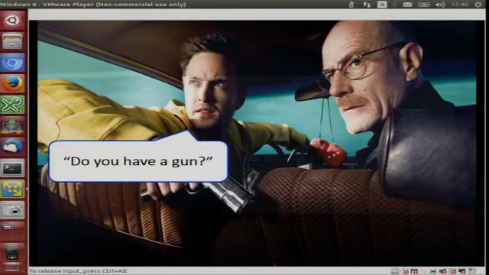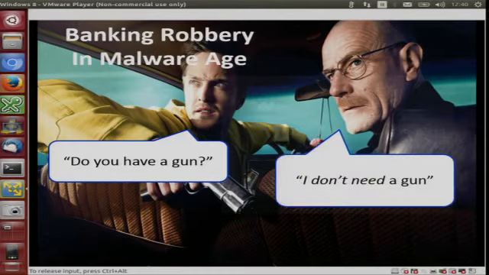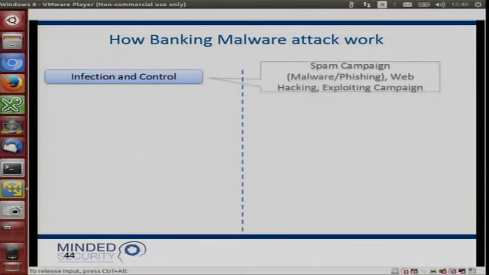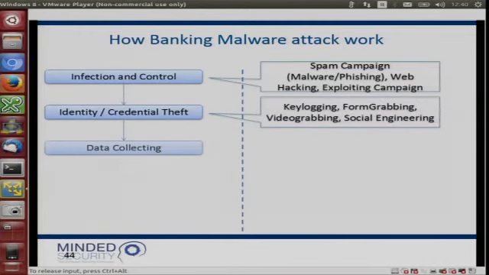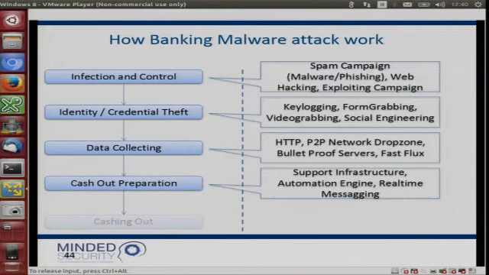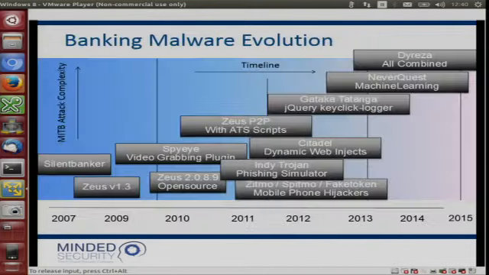But of course, the most challenging thing that a malware author can do is bank robbery, because in the ancient age, you needed a gun to rob a bank. Now you don't need a gun. How does a banking malware attack work? They start by doing spam campaign infections, then they do keylogging, form grabbing, they collect data, they prepare for cash out, and after that they do the cash out.